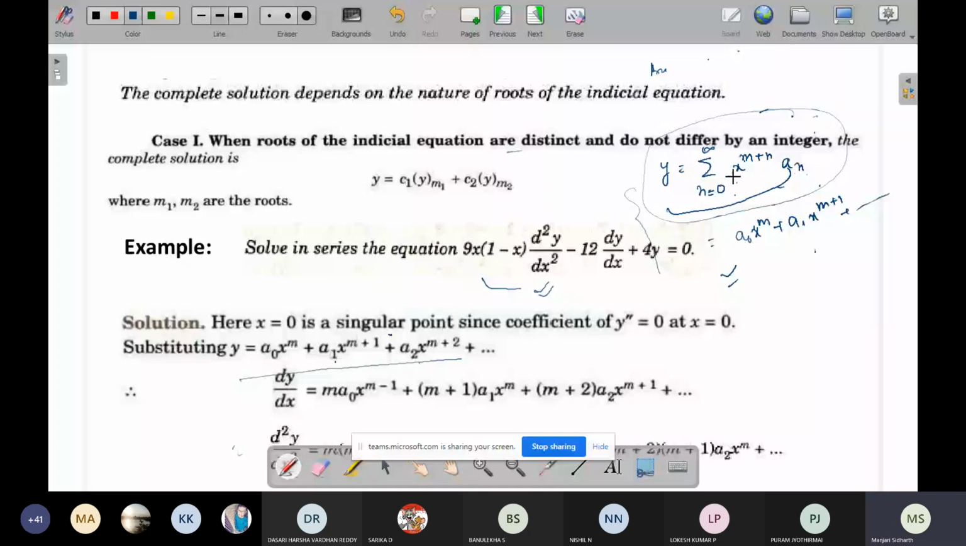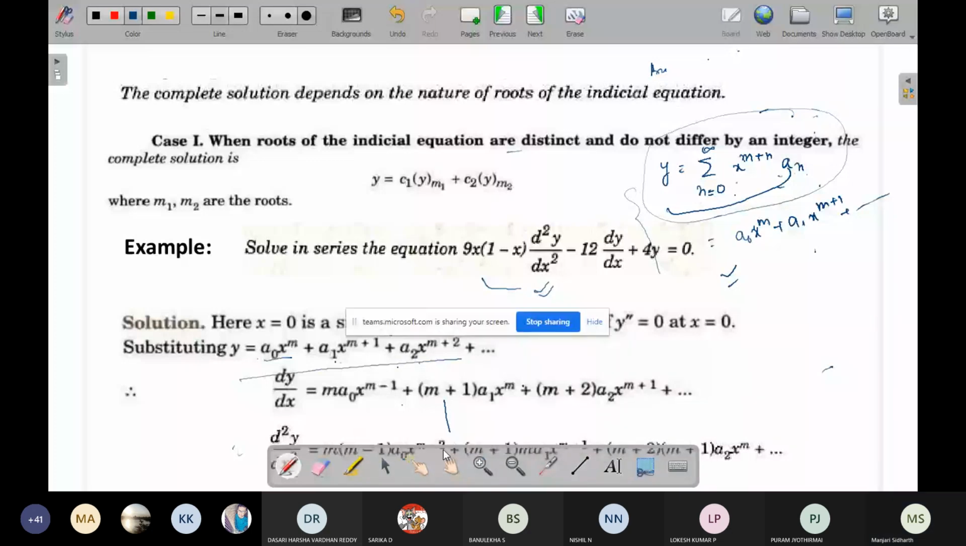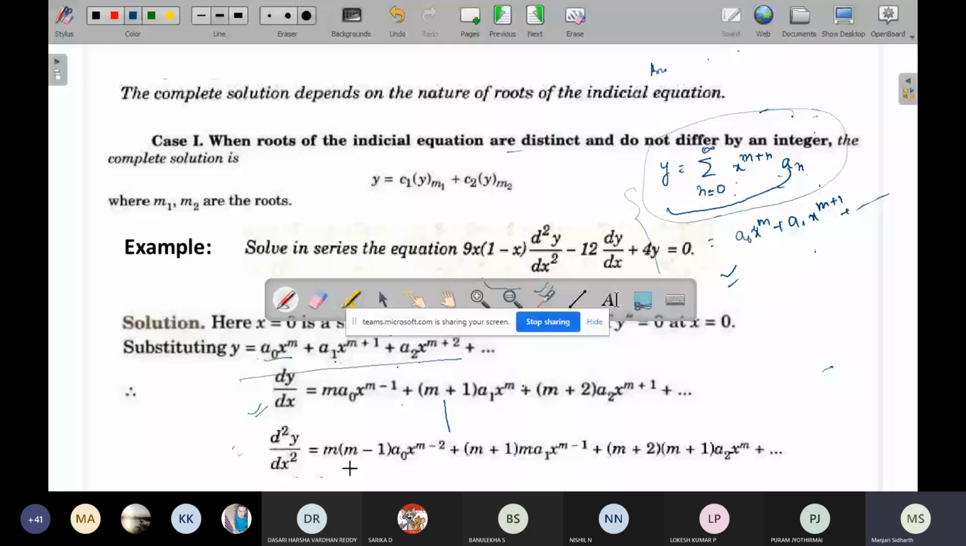Now first find dy by dx, the derivative with respect to x. That gives m a naught x power m minus 1, (m plus 1) a1 x power m, (m plus 2) a2 x power m plus 1, and so on. Again, d2y by dx squared: we find its derivative, m minus 1 times m a naught x power m minus 2, (m plus 1) m a1 x power m minus 1, and so on.